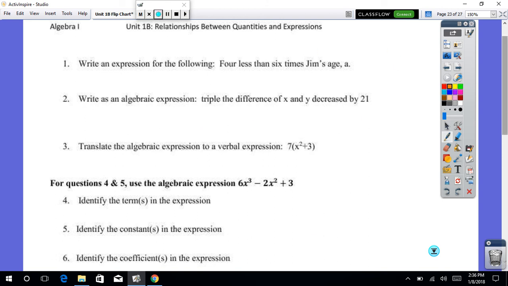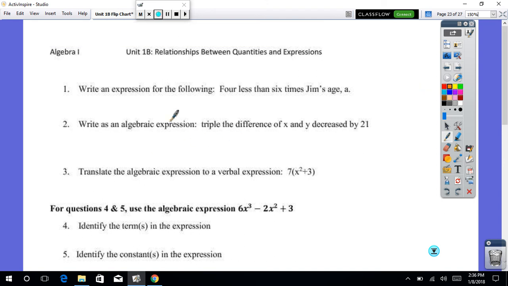Number 1 is the algebraic expressions, where we write an expression based on what they tell us to do. So 4 less than 6 times Jim's age of A. Remember, when I say less than, that goes to the end of whatever they're about to say. So 6 times Jim's age is what actually goes first, and then this goes second.